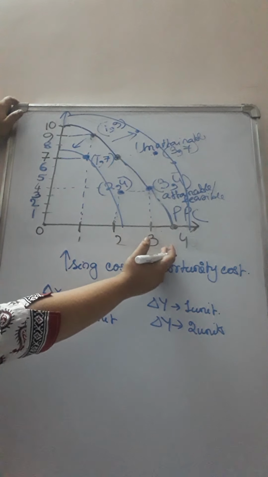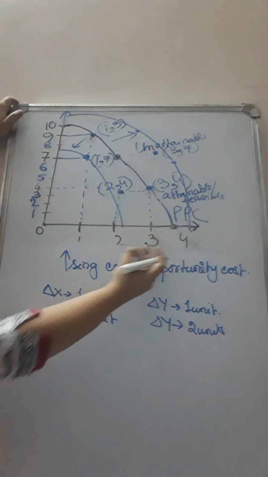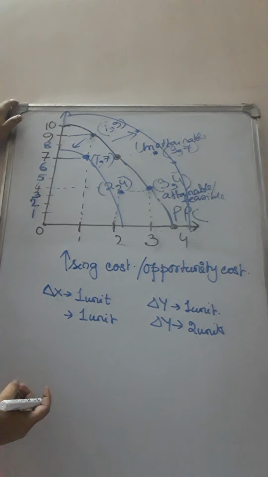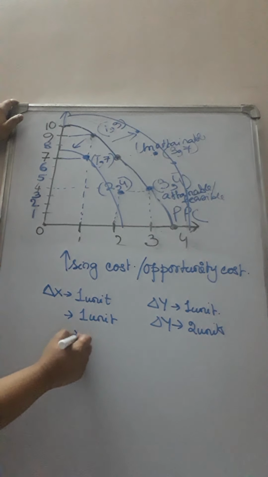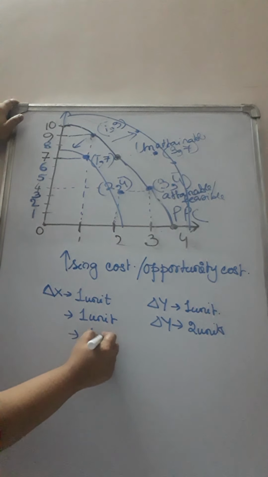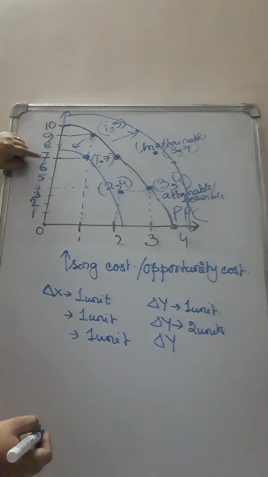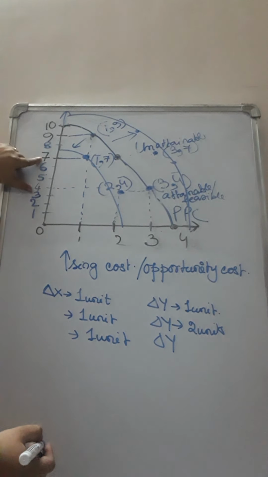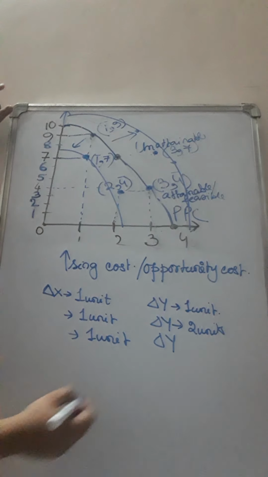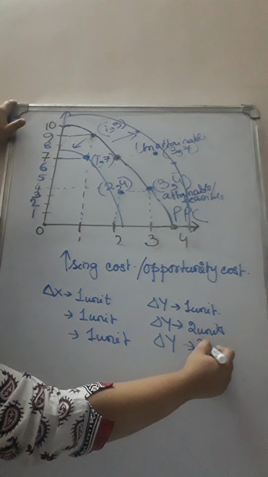Again, if you devote some labor, if you withdraw some labor from y and use it in the production of x, you can get 1 more unit of x and your y will drop from 7 to 4. So it's a gap of 3. So 3 units of y you have to sacrifice.